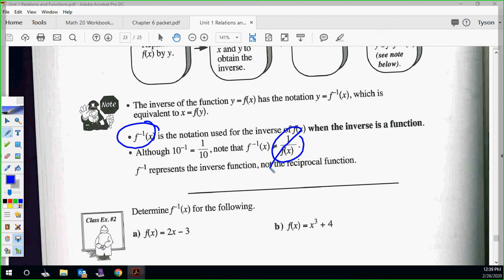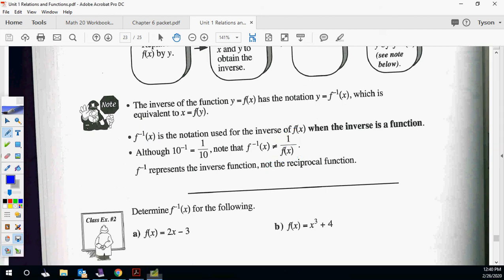Any questions on that? What's that? Yeah, reciprocal is part of rational functions. It goes later with radicals. Yes, we have radical and rational functions as a chapter.